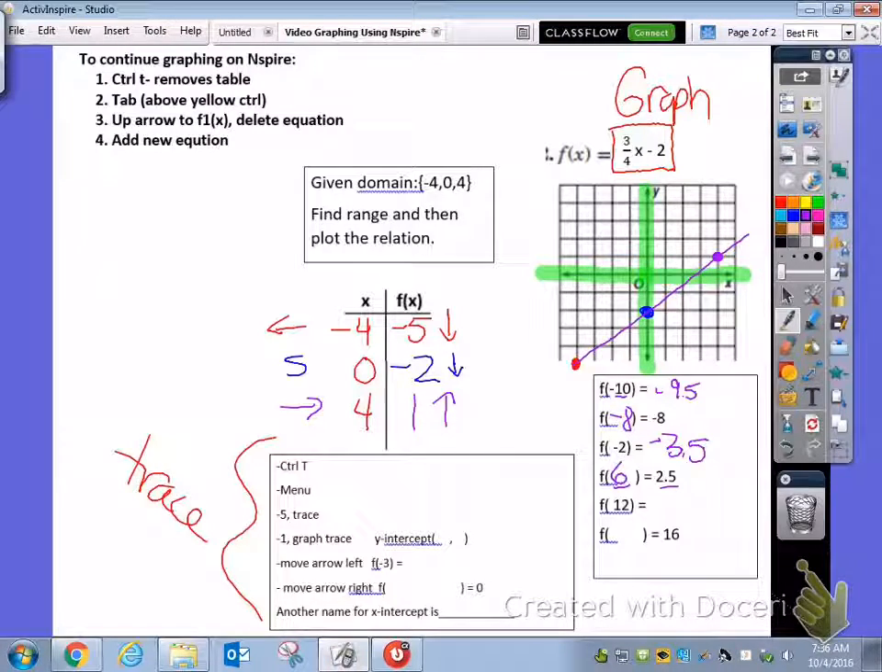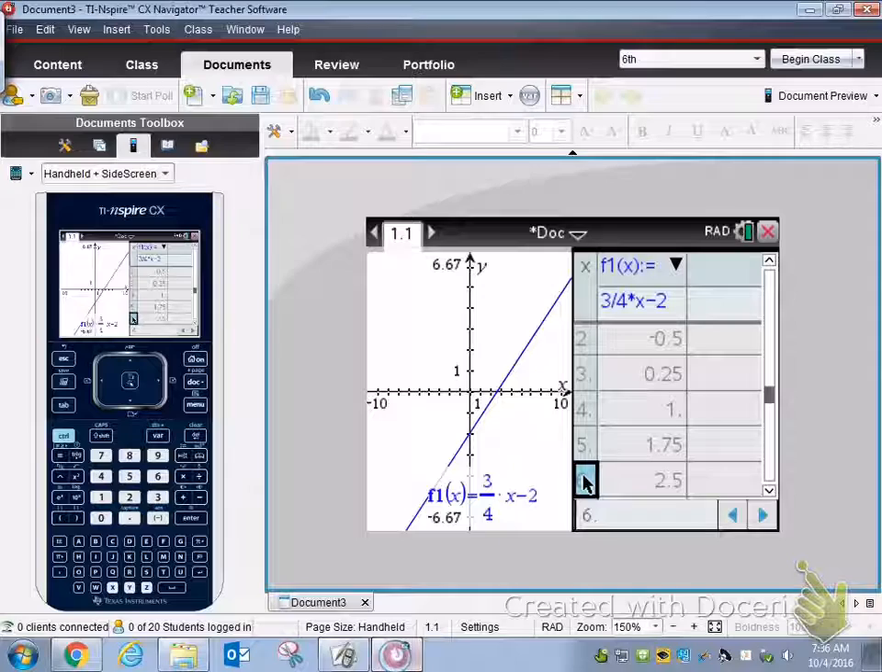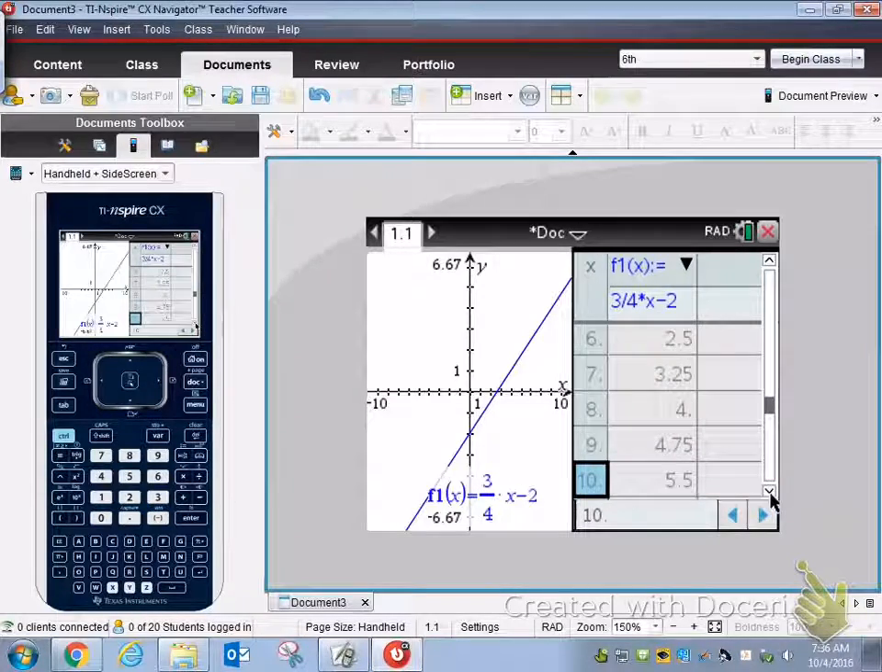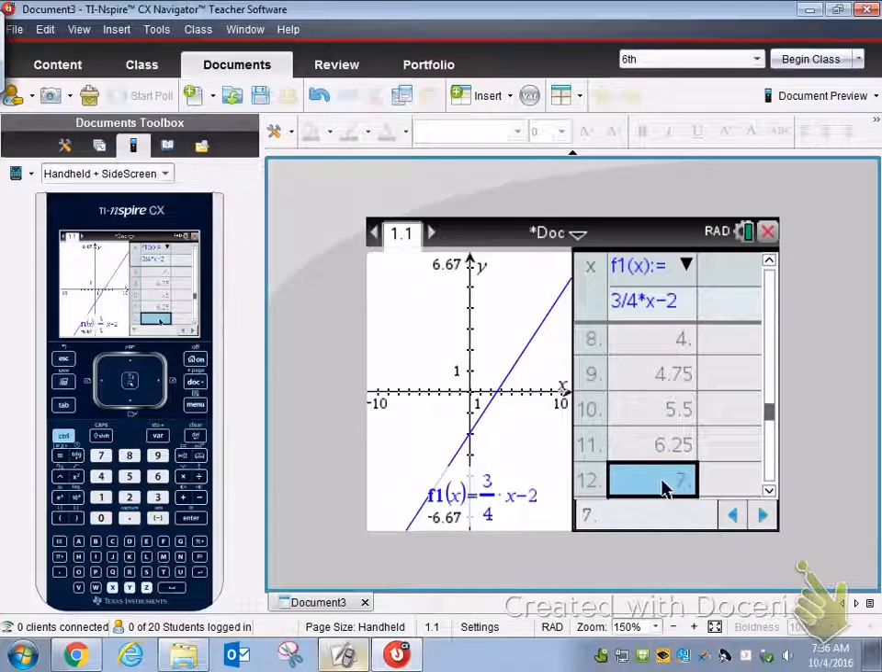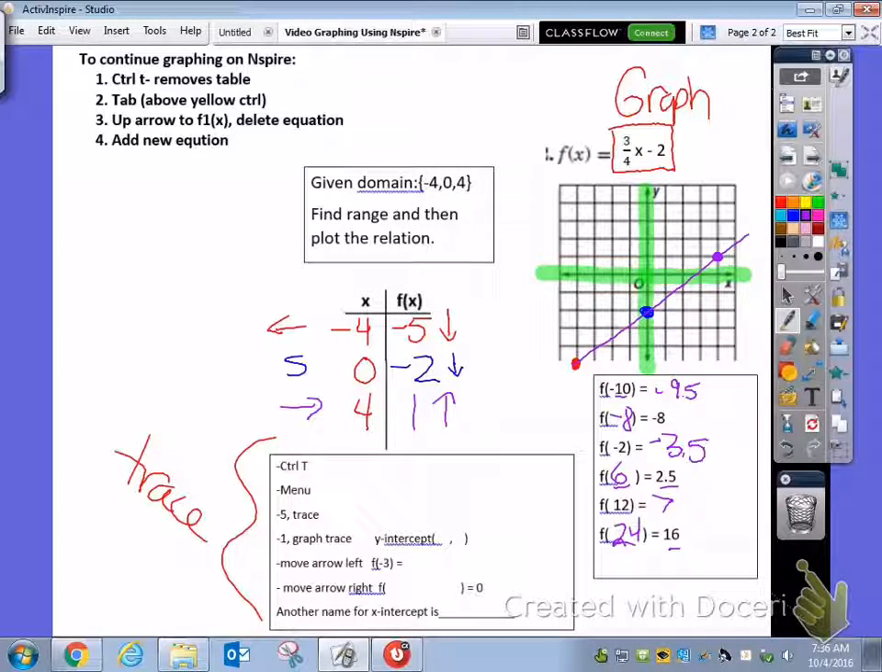So when x is 6, f of 12. So I need to go down to 12. When f of 12 is 7. And then f of what number is 16? So I need to keep going until I get to 16. F of 24. F of 24 is 16. Now on your line, is it increasing or decreasing? It is increasing, so let's make a note of that. It is increasing. Now let's find your x and y intercepts, and we're gonna do this right here.